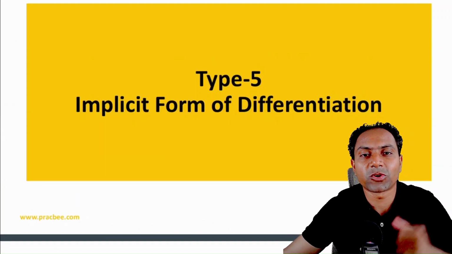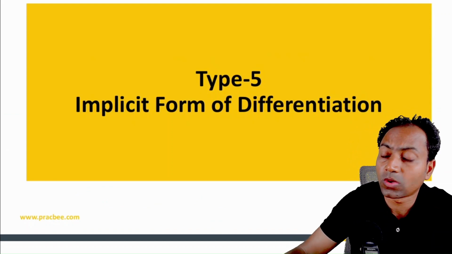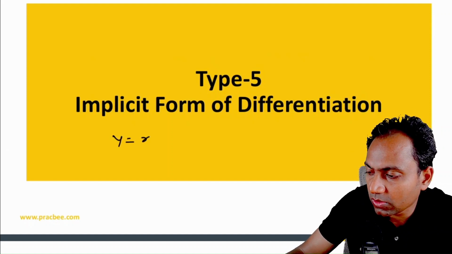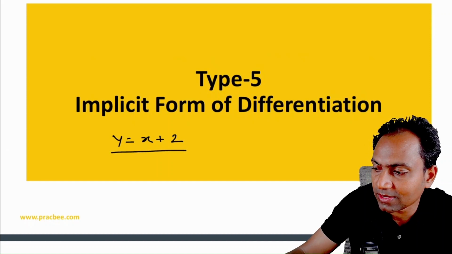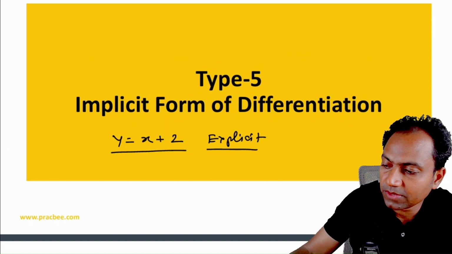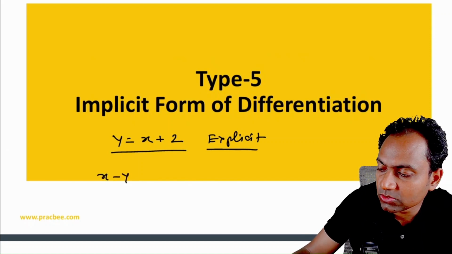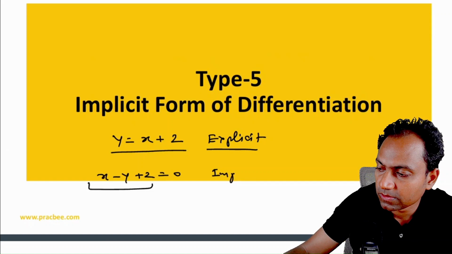Now this type 5 talks about implicit form, or differentiation of implicit functions. What does implicit function mean? See, if I write all the values of x and y separately on both sides of the equation like this, it is nothing but an explicit function. But if I jumble up the values and write the same expression as x minus y plus 2 equal to 0, you can see that x and y are both on the same side, then this is known as implicit. This is what we mean by it.